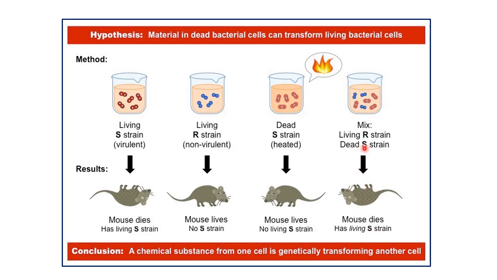It is due to the type of bacteria that were collected or isolated from the body of this dead mouse. These were living S strain bacteria. It means that the living R strain cells were transformed to S strain due to some unknown mechanism, and that's why this experiment is known as transformation.